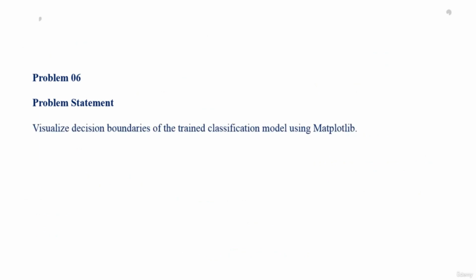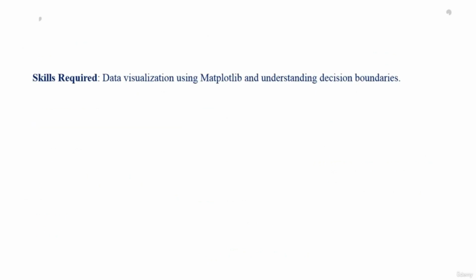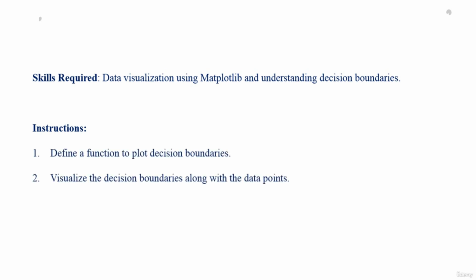Problem 06. Problem statement. Visualize decision boundaries of the trained classification model using matplotlib. Skills required: data visualization using matplotlib and understanding decision boundaries. Instructions. Define a function to plot decision boundaries. Visualize the decision boundaries along with the data points.